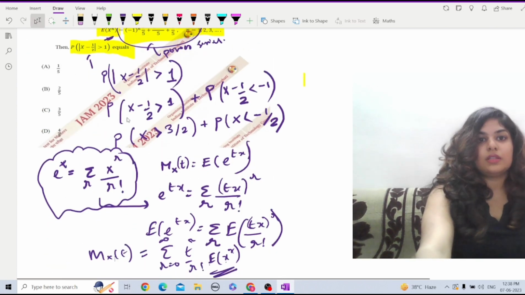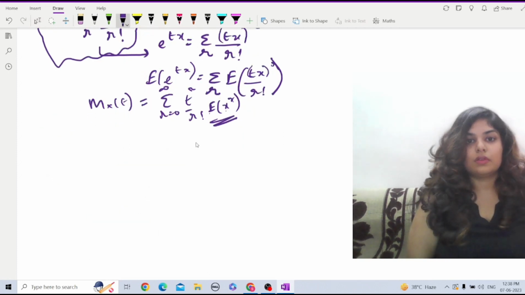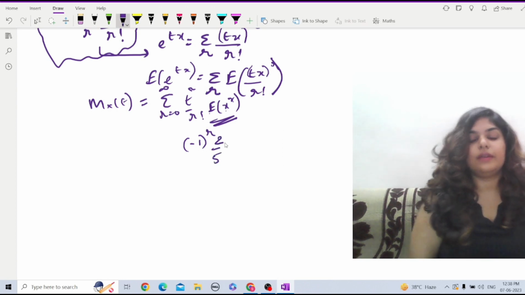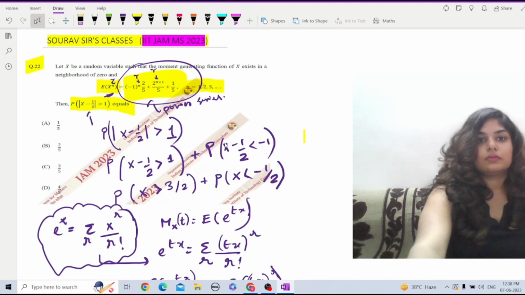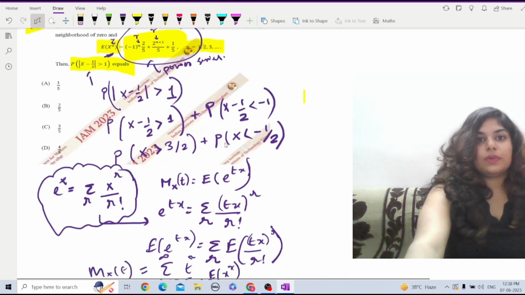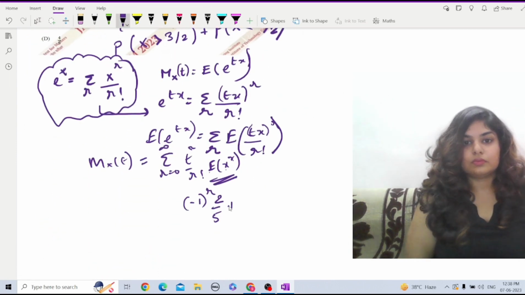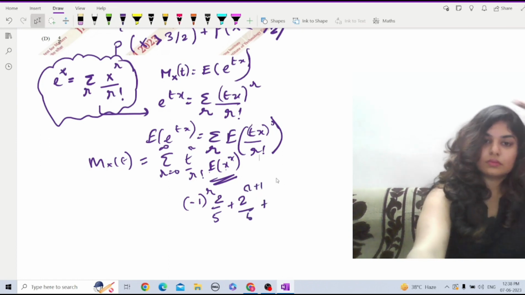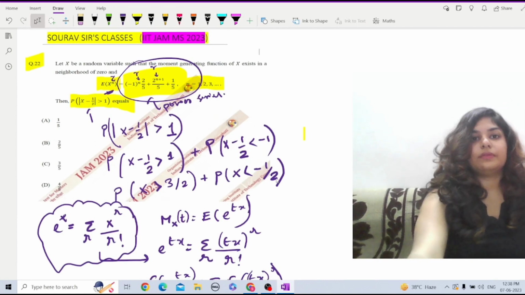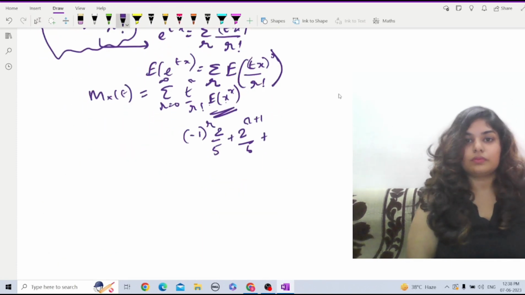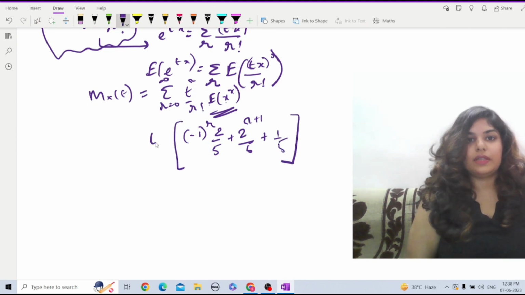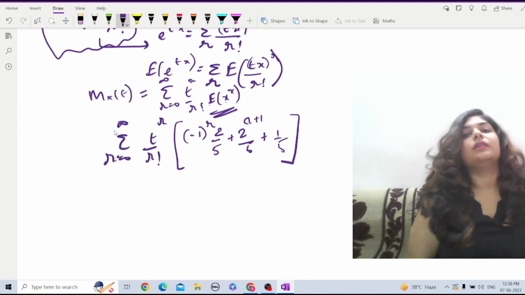So let us put this: (-1) to the power r times 2/5, plus 2 to the power r times 2/5, plus 1/5. So this is the expansion of the expectation, and we already have t to the power r by r factorial, and the summation over r from 0 to infinity.